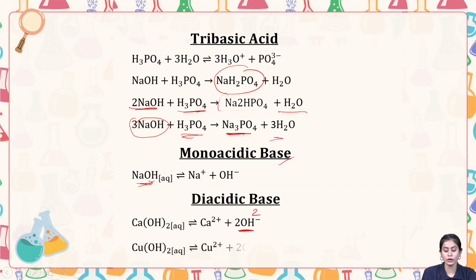Okay, let's move on. Another example, copper hydroxide, will give me Cu2 plus and 2 OH minus.